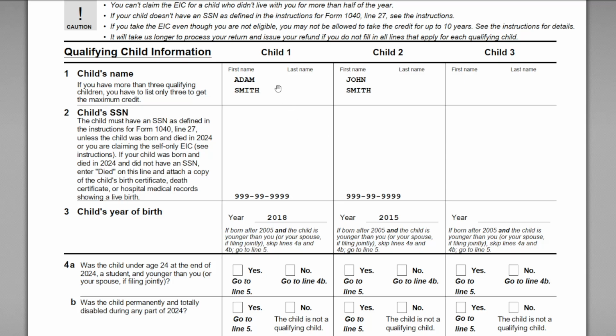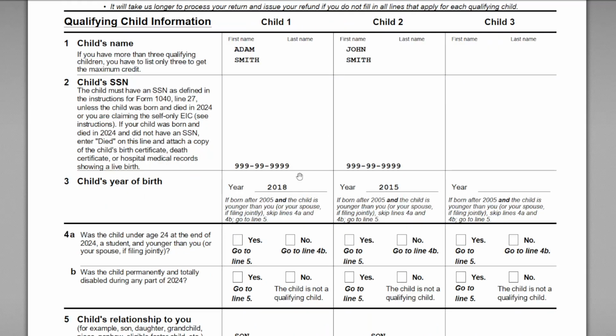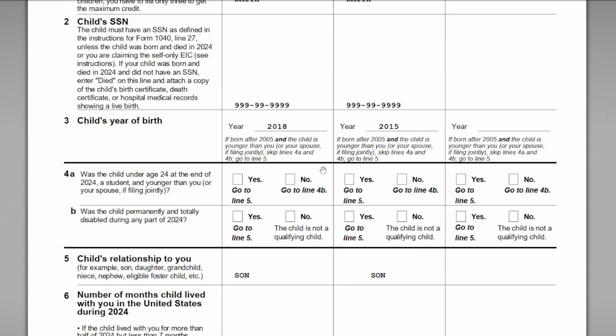So we've got the child's name, social security number, year of birth, and then question 4A asks, was the child under age 24 at the end of the year, a student and younger than you or your spouse if filing jointly? So notice we're leaving these blank, and that's because of this little highlighted note up here. If the child's born after 2005 and the child's younger than you, you can skip those lines, right? So questions 4A and B are only applicable if you would answer yes to that following question.